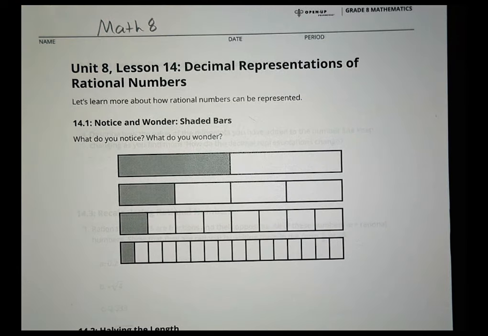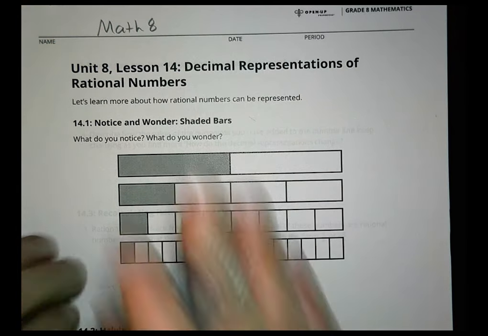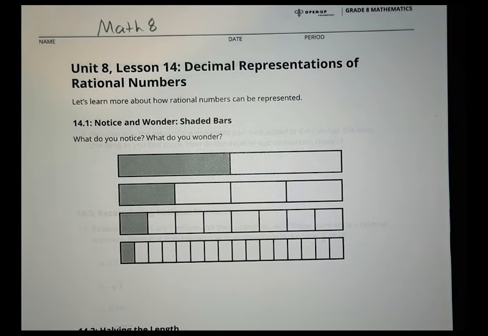Hey, this is Math 8, Unit 8, Lesson 14. This is actually the last lesson I'll be doing from all the series of Math 6, 7, and 8. Decimal representations of rational numbers.